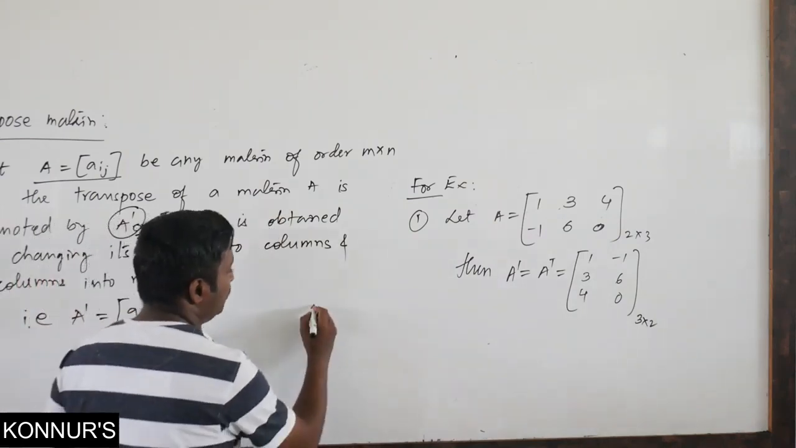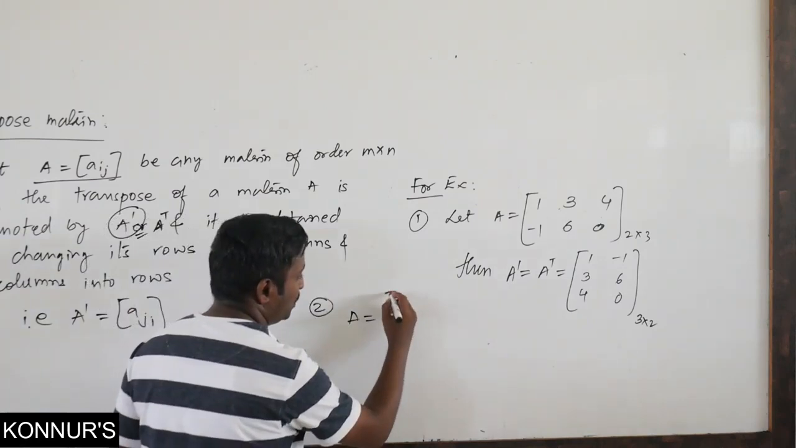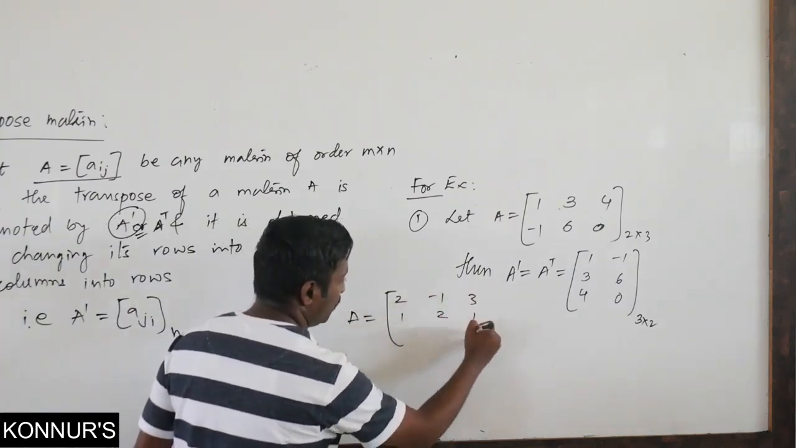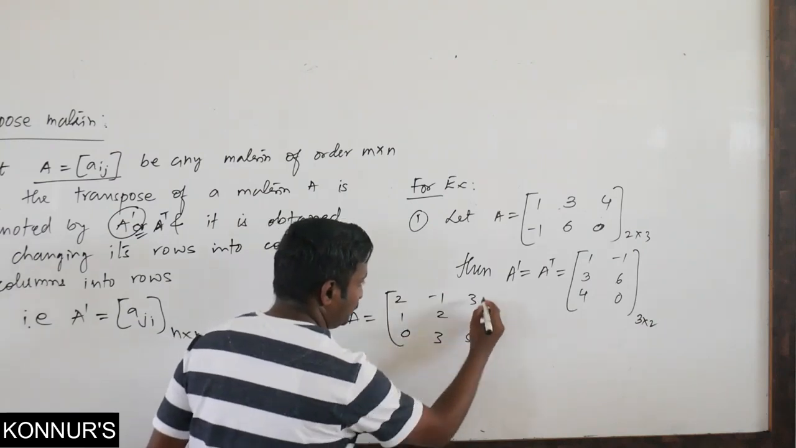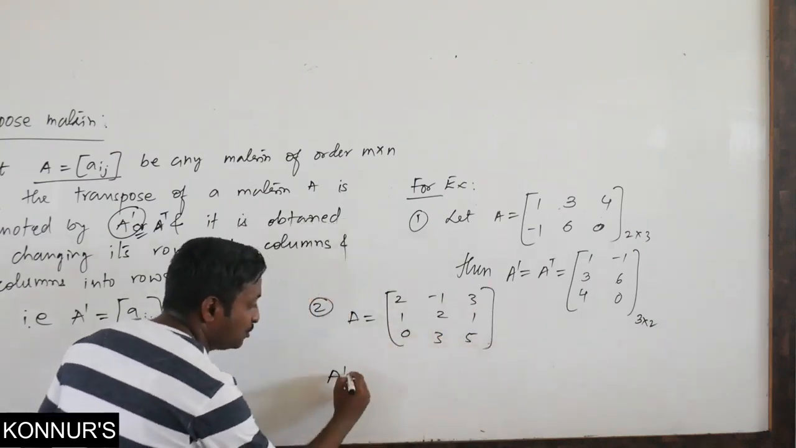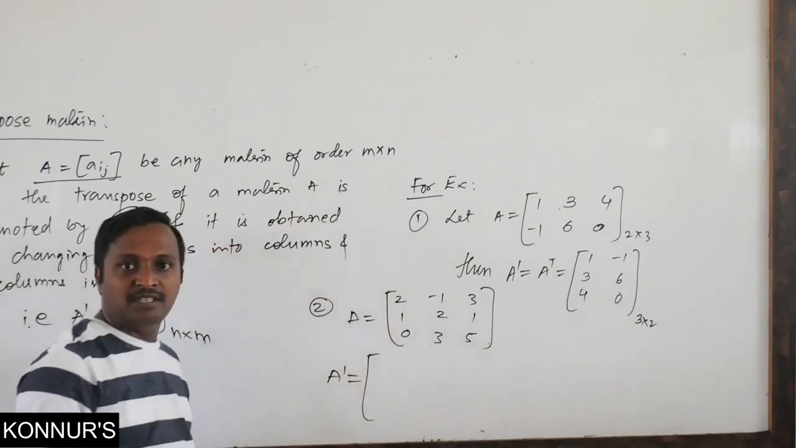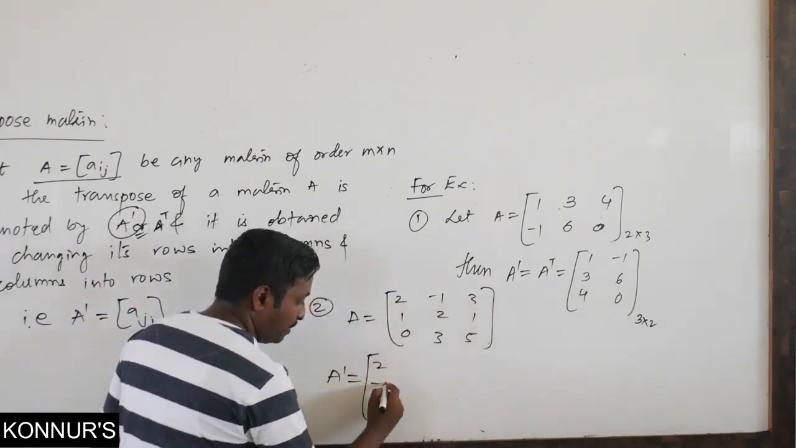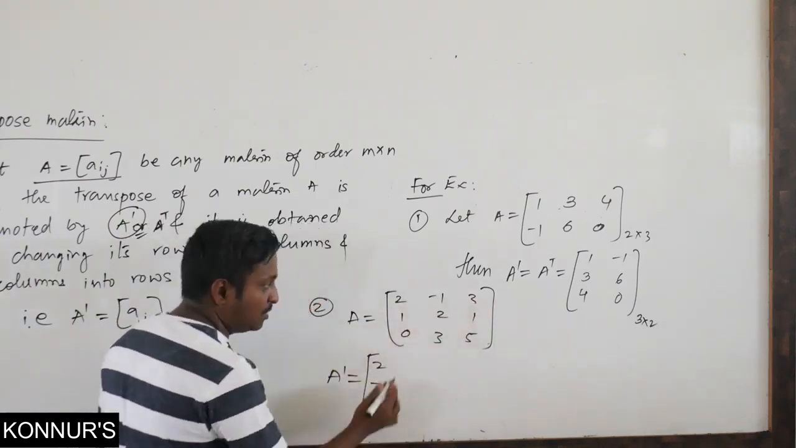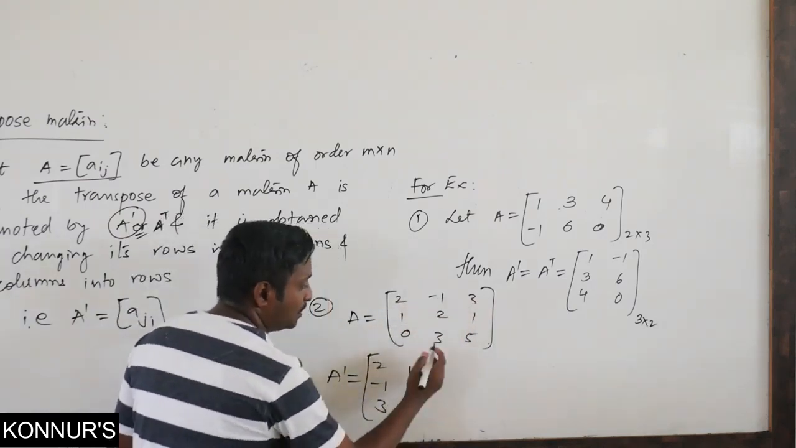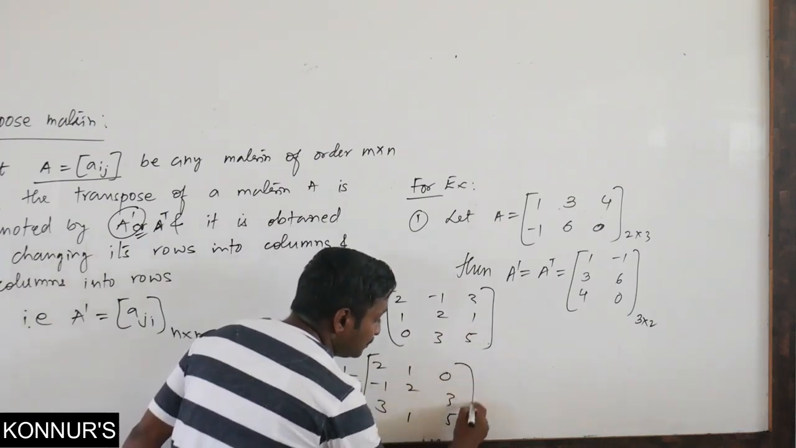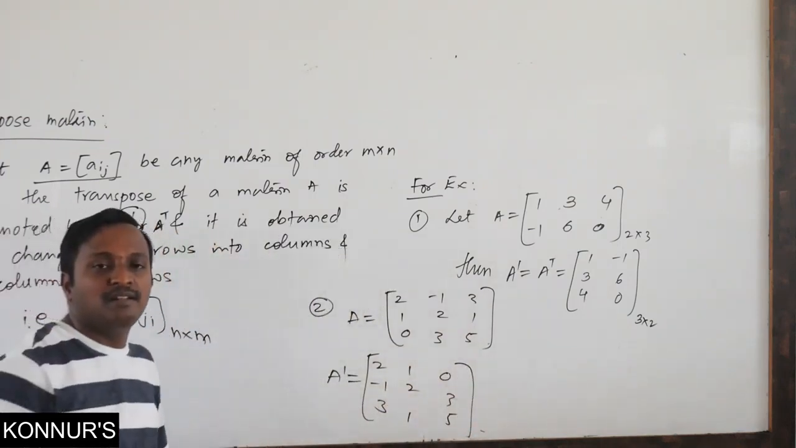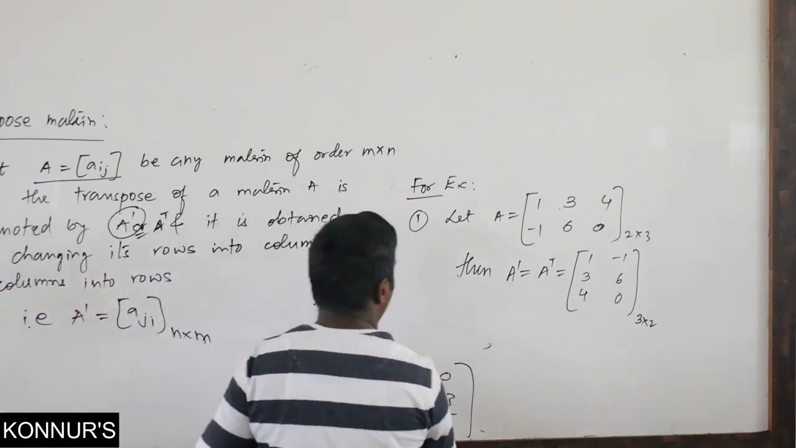One more example, and you will get a clear idea. If I take [2, minus 1, 3; 1, 2, 1; 0, 3, 5], A dash you can write, it is a square matrix. How do you write it? This row becomes a column, this row becomes a column, this row becomes a column. This is A dash. How do we obtain it? By interchanging the rows and columns.